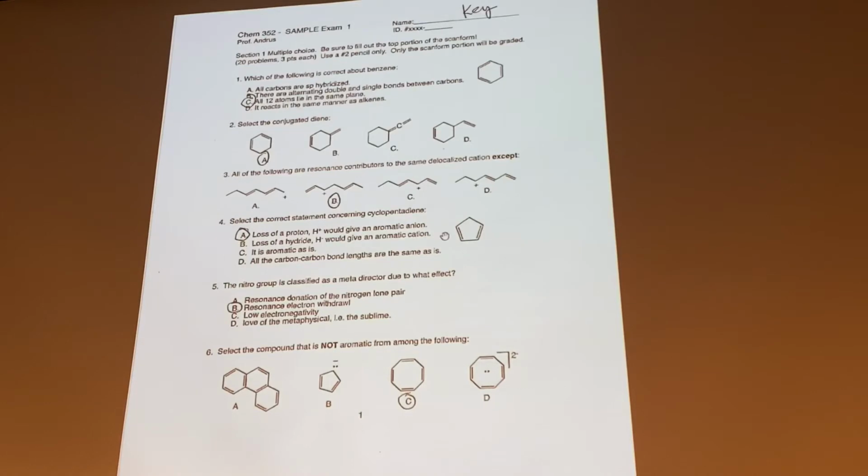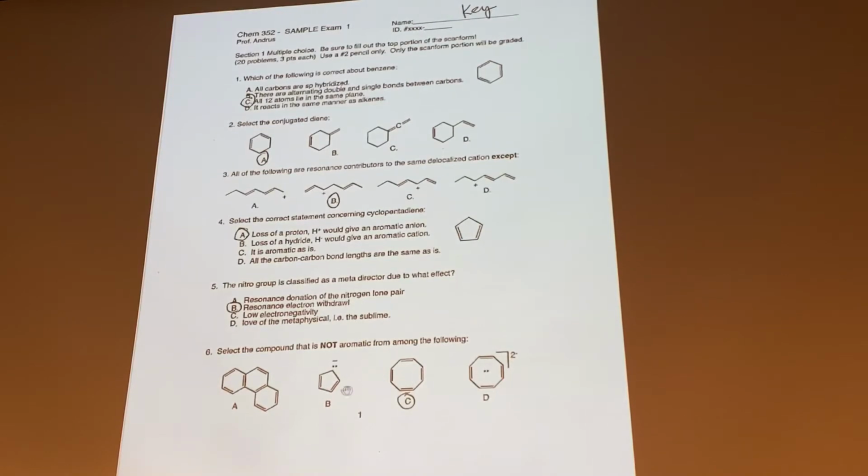And then asking about aromaticity and how we can get from a non-aromatic compound here to an aromatic one. It would be loss of a proton, which would give us the anion shown here in B of 6, okay? Sometimes you can find concepts within different problems that help you out there. Nitro group classified as a meta-director due to what? Resonance electron withdrawal, right? Very strongly resonance withdrawing.